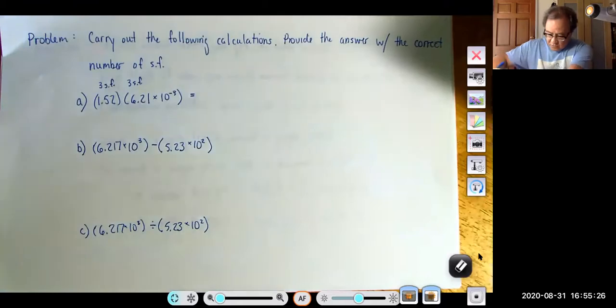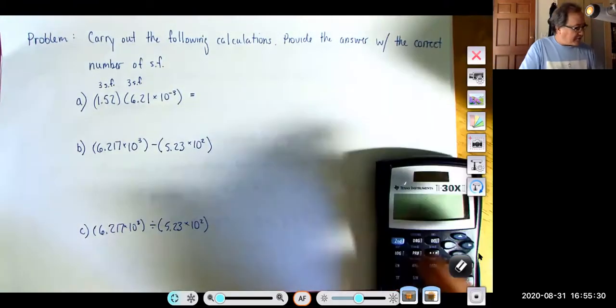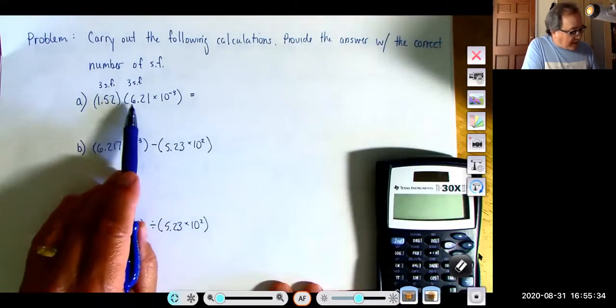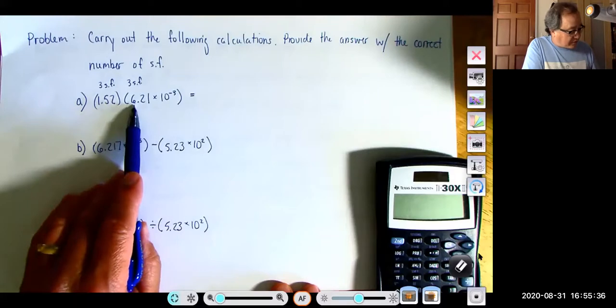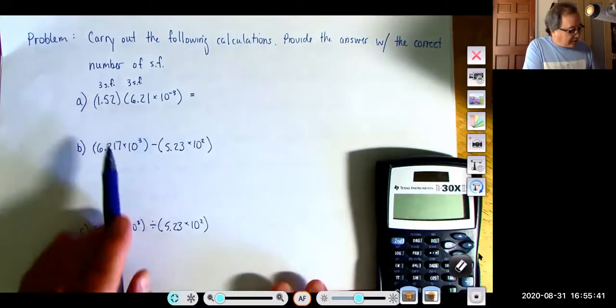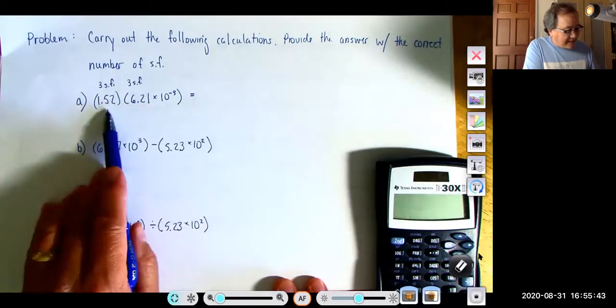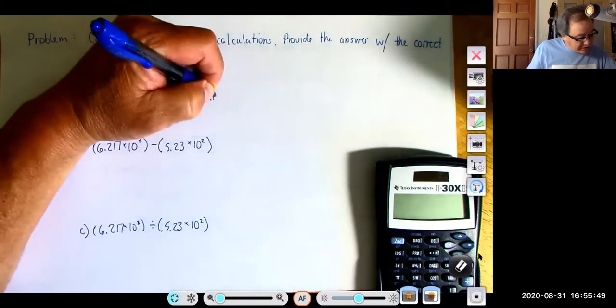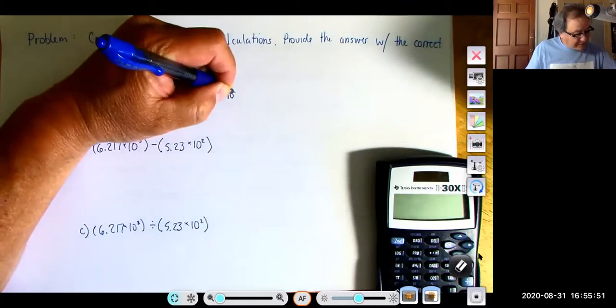And here I'm grabbing my calculator. We can kind of estimate the answer here. 0.15 times 6, well, half of 6 is 3, right? So 1.5 times 6.2 is roughly 9. So this answer should come out to be about 9 times 10 to the minus 3. So that's my ish. 9-ish times 10 to the minus 3.